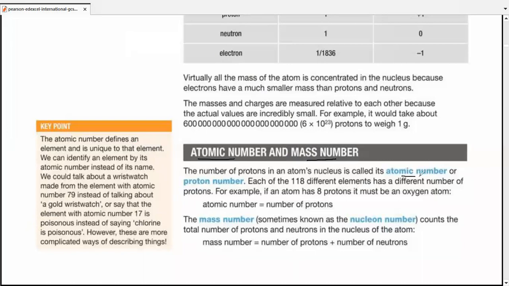What are they? Atomic number is simply the number of protons in an atom. Any atom on the planet can be identified by the number of protons present in it. Each of the 118 different elements has a different number of protons. For example, if an atom has 8 protons, it must be an oxygen atom. Atomic number is equal to number of protons. It's as simple as that. So just like human fingerprints, this is the way we identify atoms.